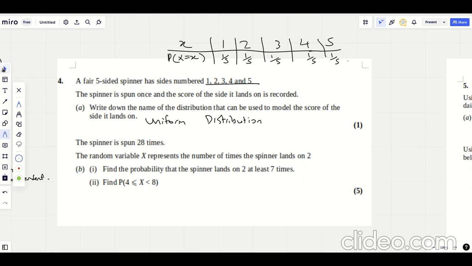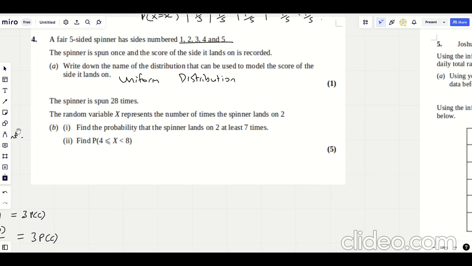Okay, the spinner is spun 28 times. Right, now we're looking at a binomial distribution, I reckon, because we're spinning it multiple times, and this represents the number of times it lands on 2. So X is binomial. 28 is the number of spins. Probability of success, 1/5. Find the probability that the spinner lands on 2 at least 7 times.